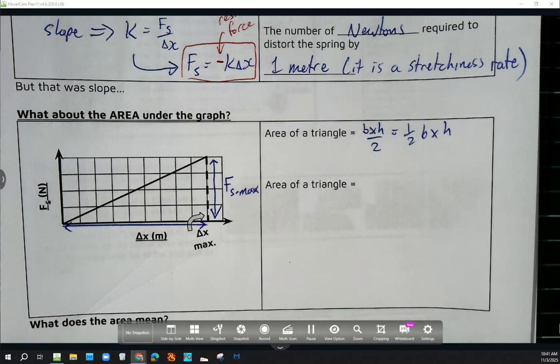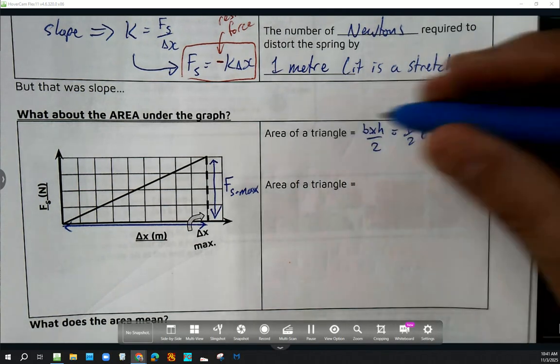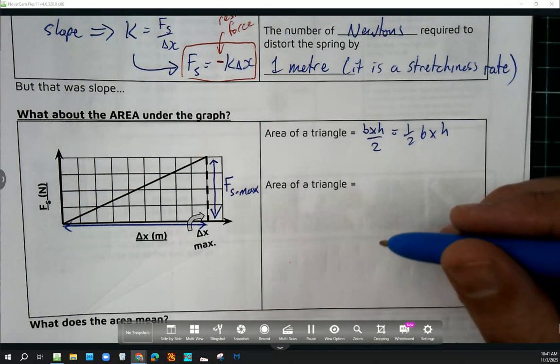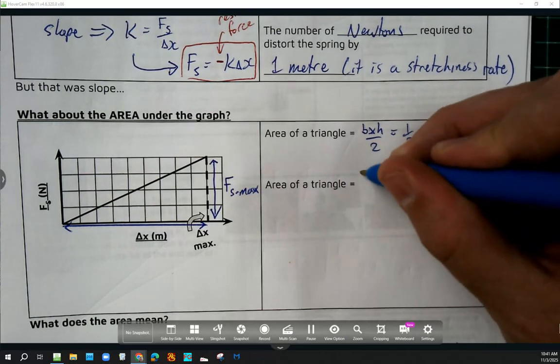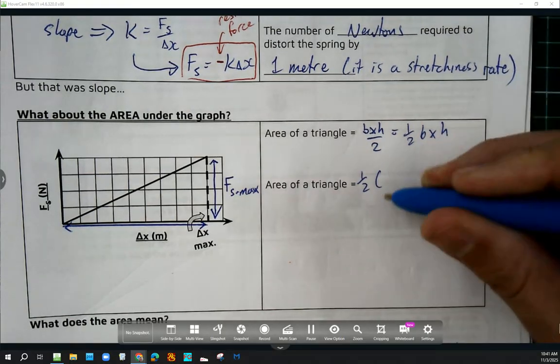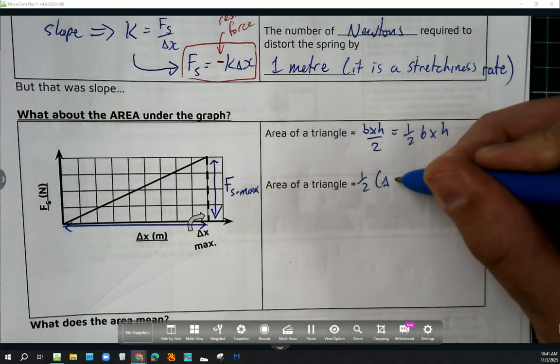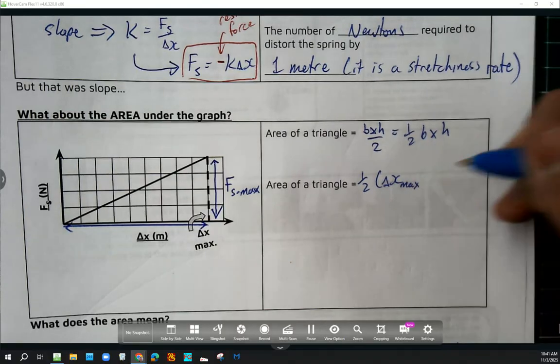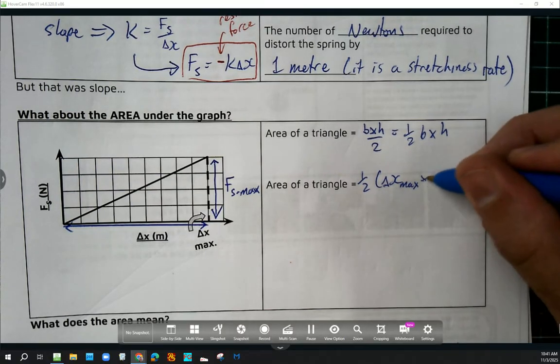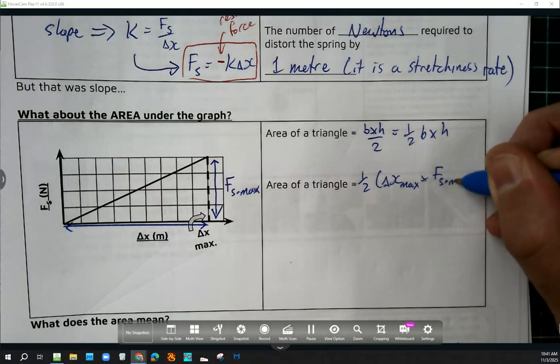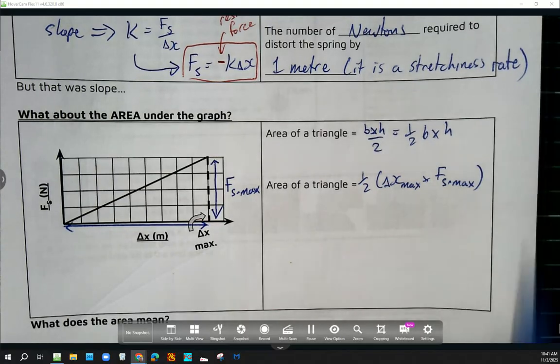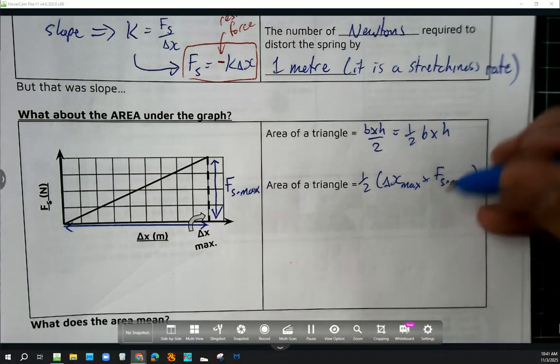Of course. So 1/2 base times height. If I replace the base and height variables, then that's 1/2. Remember, the base is delta x max, and the height is Fs max. I'm going to call that equation 1.